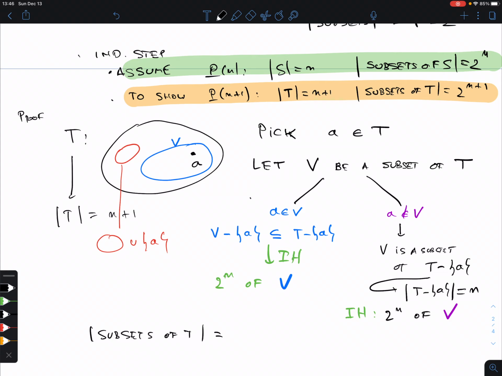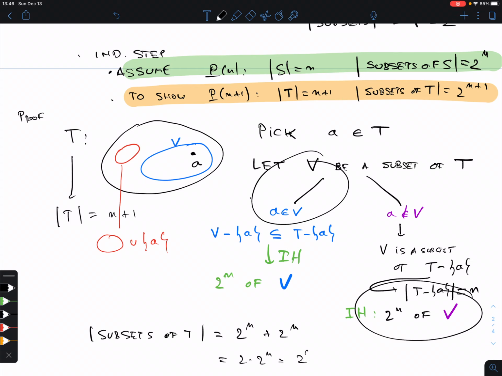Well, there are these guys, there are 2 to the n, and there are these guys, that is also 2 to the n, and we said it's adding because they have nothing in common. There's no term to subtract here, but that is 2 times 2 to the n, which is 2 to the n plus 1. And that is exactly what we needed to prove.